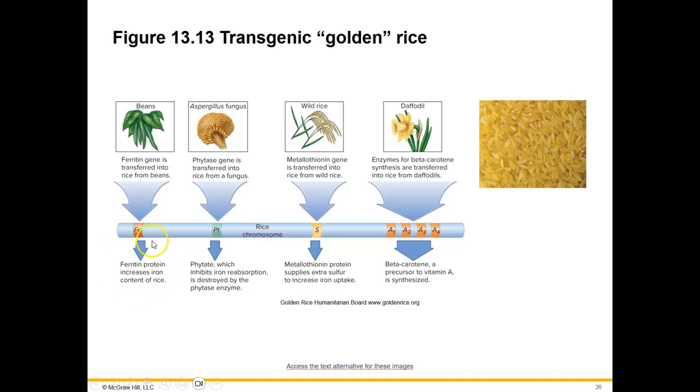So they inserted the ferritin protein from beans, which increases the iron content itself. They also inserted the phytase gene and the metallothionein gene, which are involved with the uptake of that iron. So if you ingest iron, but it just passes through as waste and you don't absorb it into your system, it's not very beneficial. But these things will help the uptake of iron so that we are actually absorbing it and benefiting from it. Also, the beta-carotene gene, which is a precursor to vitamin A, we insert that gene so that vitamin A can be synthesized based on the ingestion of this rice.